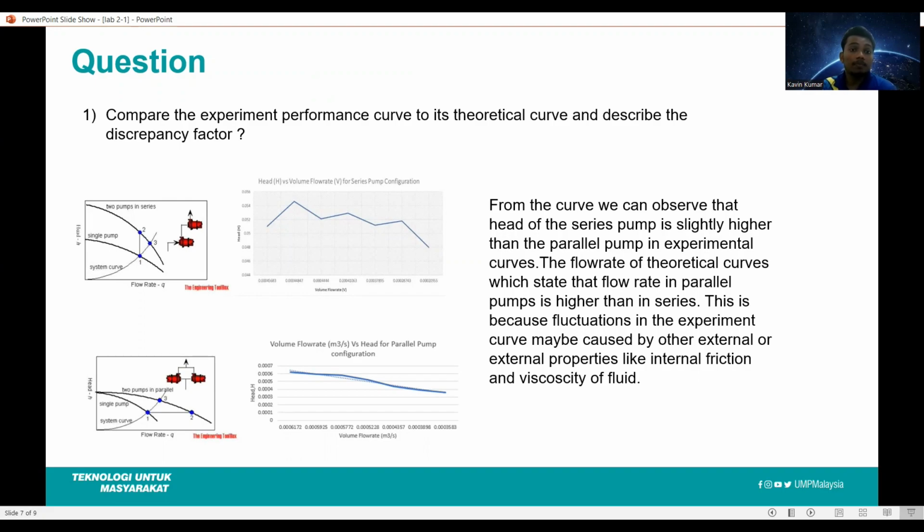The first question: compare the experimental curve to its theoretical curve and describe the discrepancy factor. From the curve that we can observe on the left hand side, which I have depicted in the slide, it is known that the head of the series pump is slightly higher than the parallel pump, and the theoretical curve states that the flow rate in the parallel pump is higher than the series. This is because of fluctuation that may have occurred during the experiment, which could be the internal friction loss within the pump and the viscosity of the fluid as well.